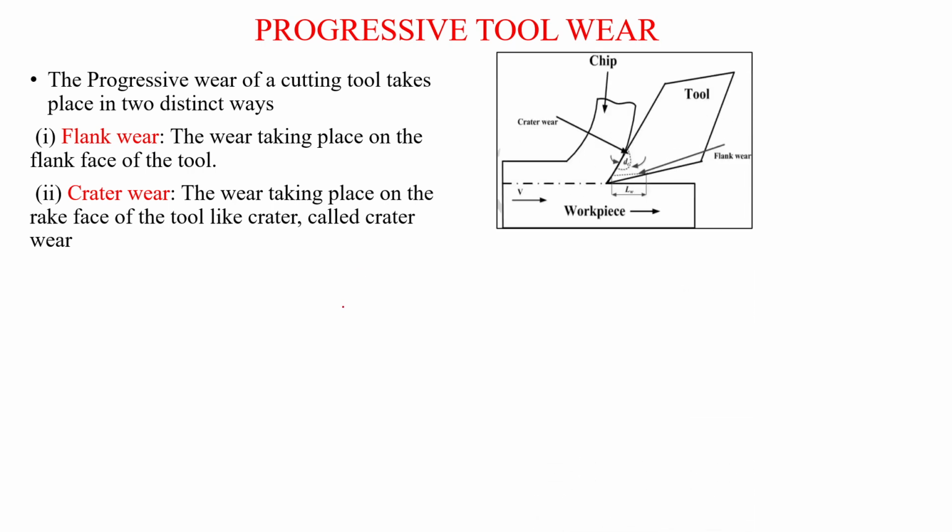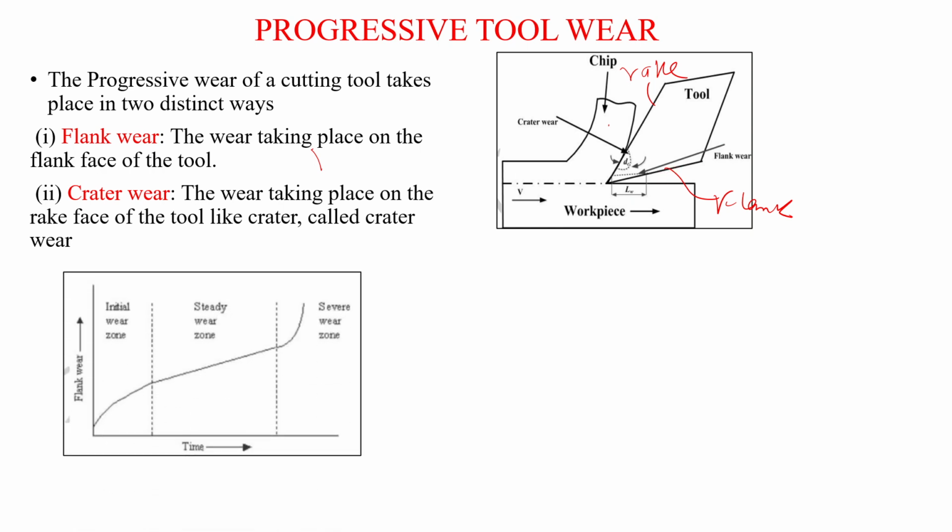See, this is the rake surface, and this is the flank surface. The rake surface is in contact with the chip, and the flank surface is in contact with the workpiece, the machined part. Because of that contact, obviously temperature will increase, then friction will come into the picture, and because of that wear will come. The wear which happens on the flank surface is called flank wear, and the wear which happens on the rake surface is called crater wear.